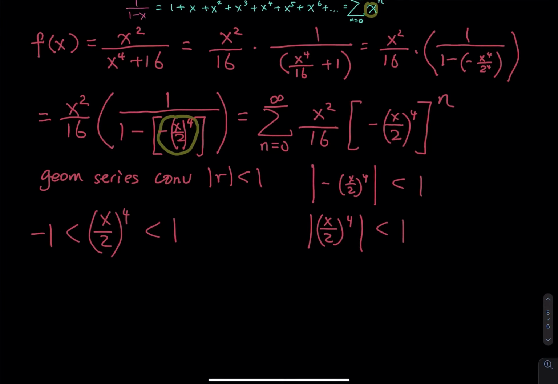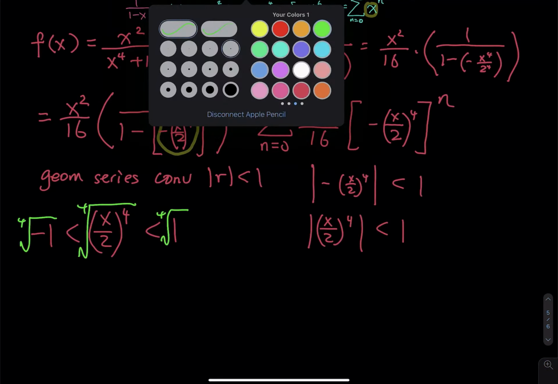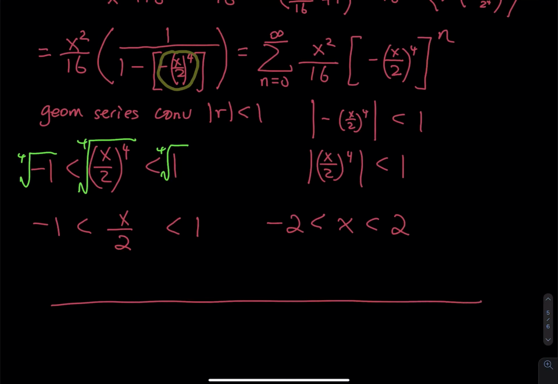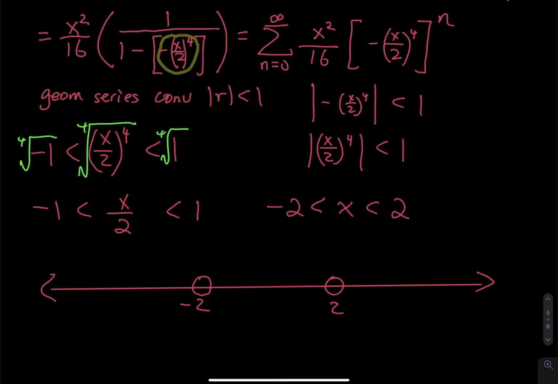To get rid of the fourth power, remember that you take the fourth root on each side. So you have negative 1, and then this is a 1, and then this is x divided by 2, and then you multiply each side by 2, you have negative 2 less than x and then less than 2. So here we can draw the interval of convergence. So 1 at negative 2, 1 at 2, and we cannot guarantee the 2 endpoints converge, so that's why we have to use an open circle. So this is negative 2 and 2, that is the interval of convergence.